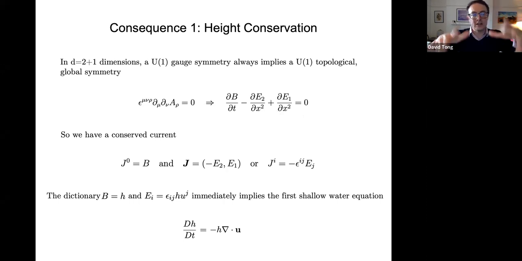The magnetic flux is conserved. If the magnetic field changes in some region, it's because there's an electric field, which is like a current taking the magnetic field away. All right, so a U1 gauge theory in 2+1 dimensions immediately has a conserved U1 current. And with the dictionary that the magnetic field is the height and the electric field is the height times the velocity, this immediately tells us the first of the shallow water equations holds. So the first thing to say is that setting up the shallow water equations as a U1 gauge theory, the topological current of the U1 gauge theory corresponds to the conservation of height in the shallow water equations. Okay, so very straightforward.